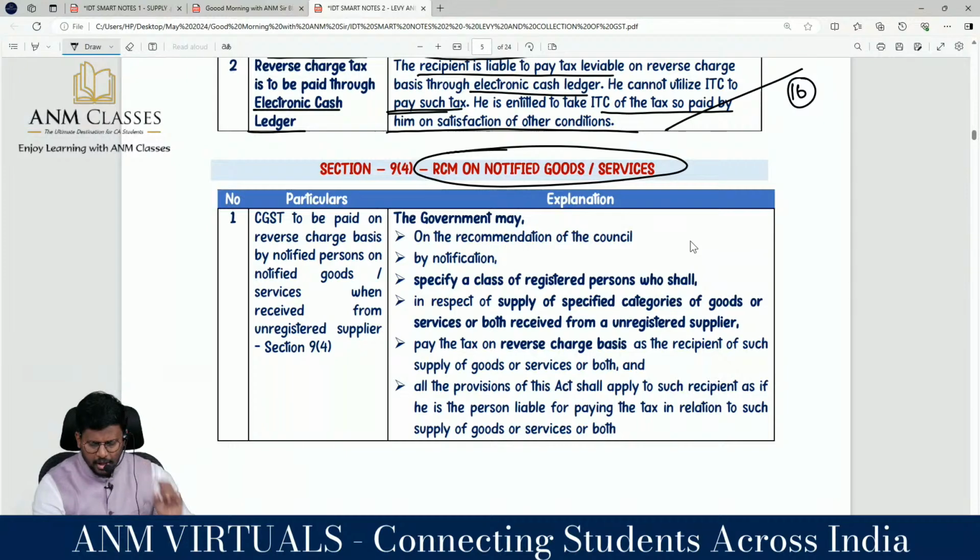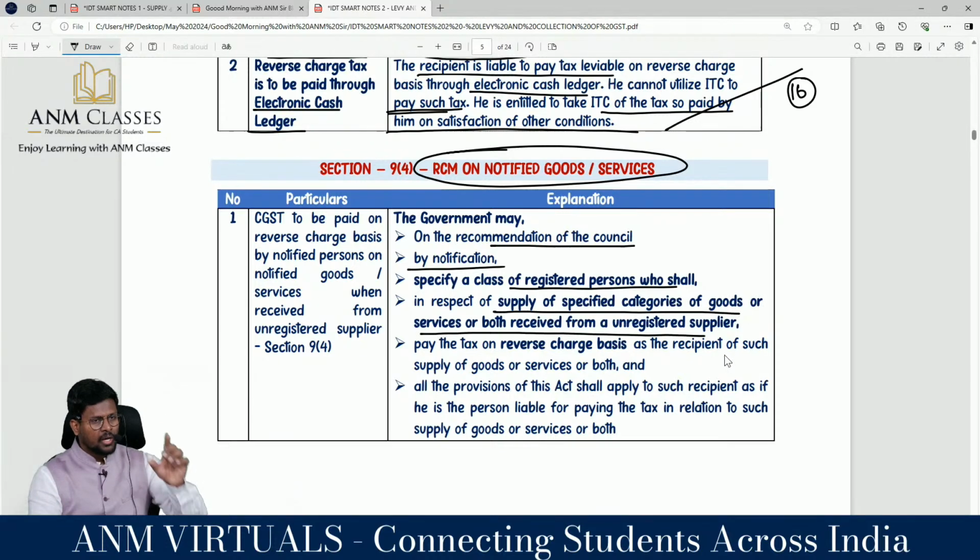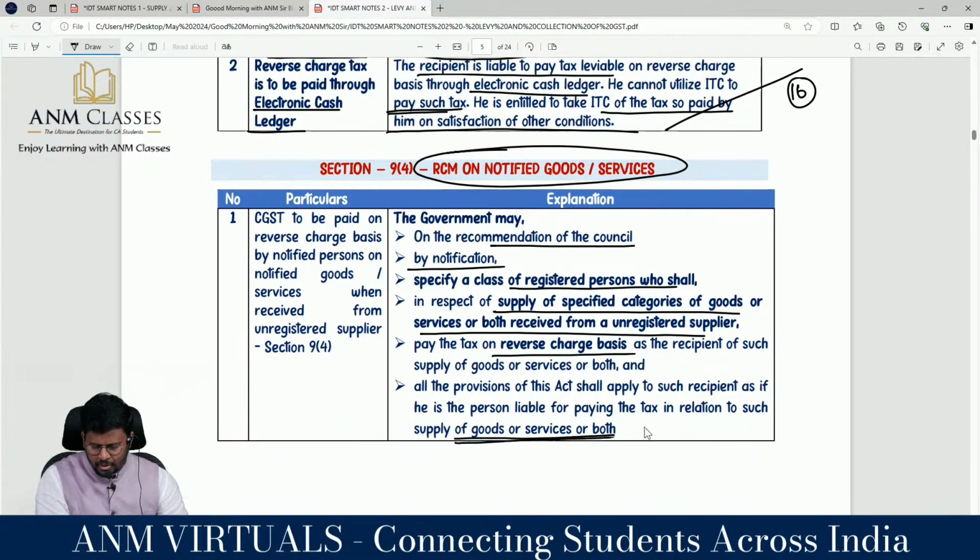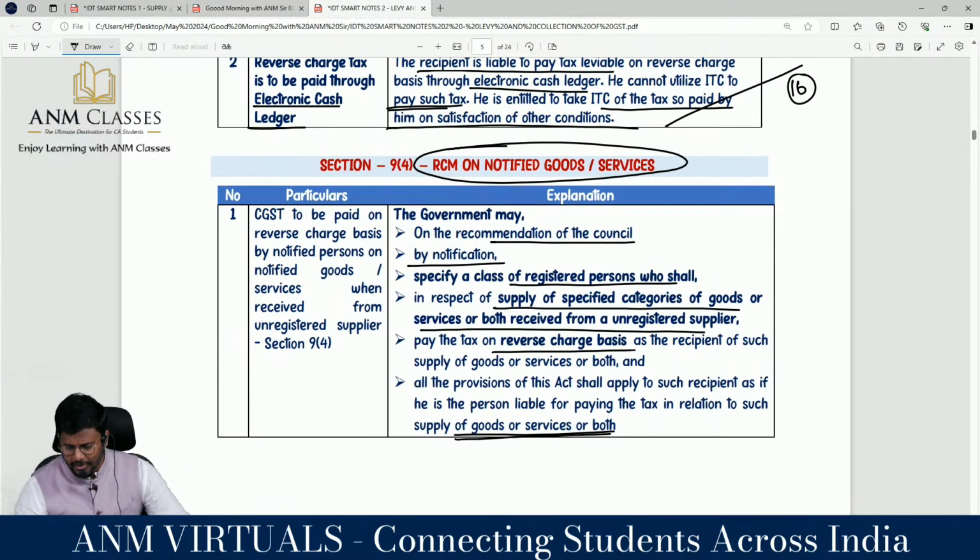Sir, government may, on the recommendation of the Council, specify a class of registered person who shall, in respect of supply of specified category of goods or services or both received from an unregistered supplier, pay the tax on reverse charge basis as the recipient of such supply of goods or services or both, and all provisions of this Act shall apply to such a recipient as if he is the person liable for paying the tax in relation to the supply. That means the concept of 9 subsection 4 is, 4 conditions should be satisfied.